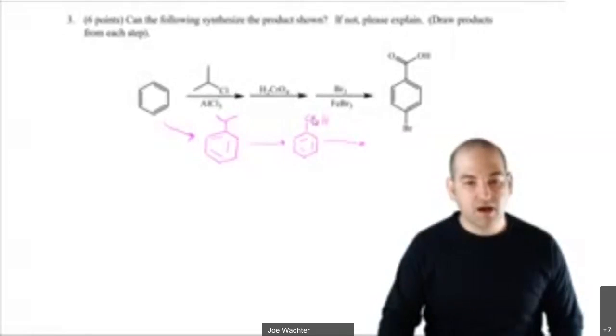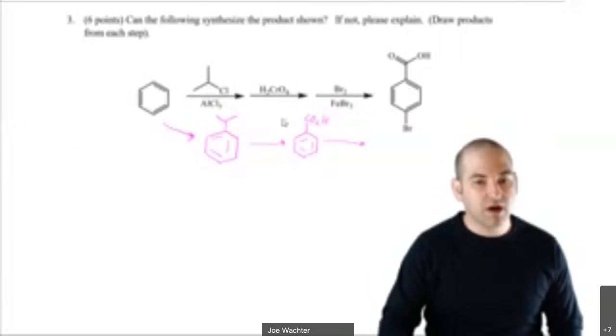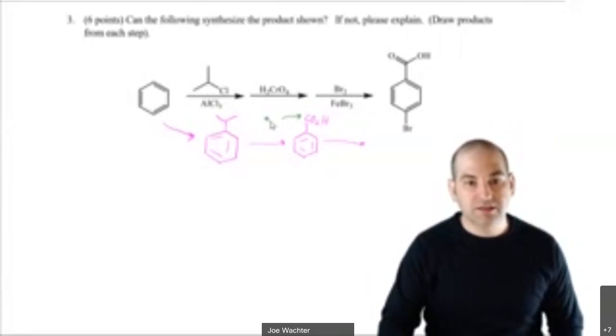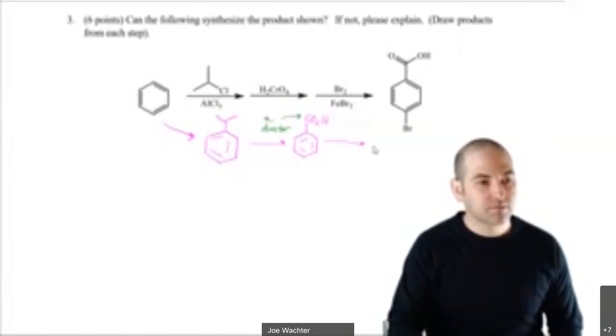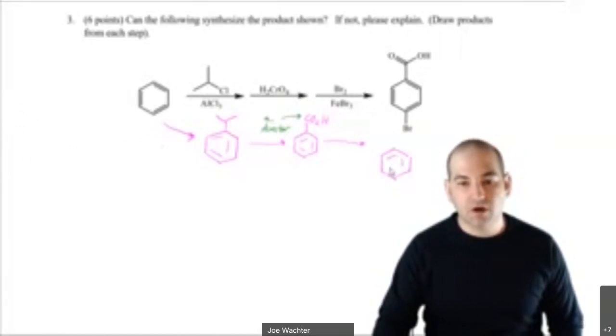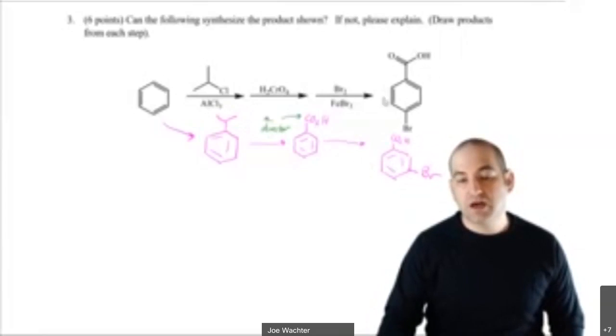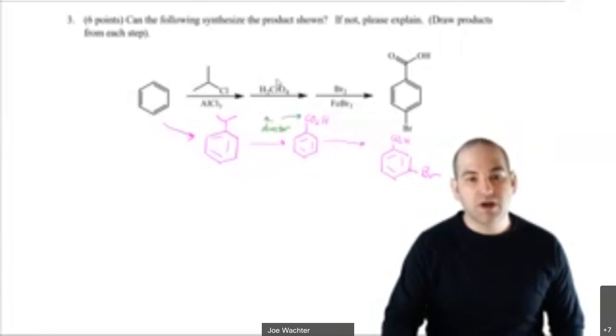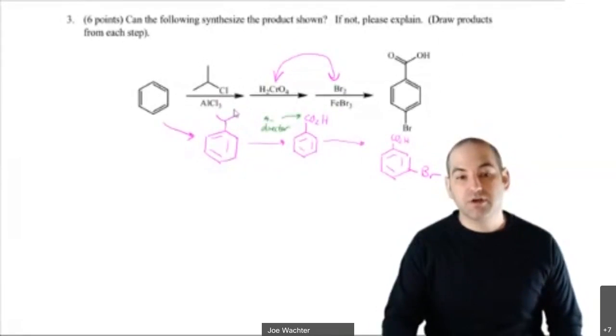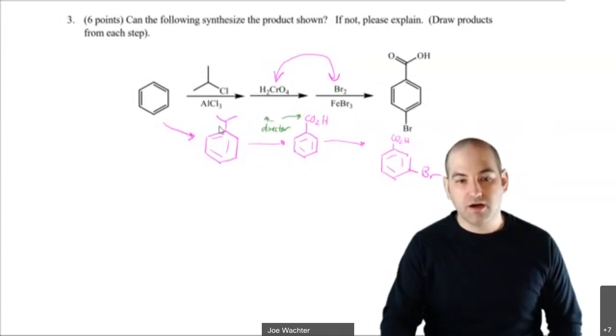That is now a meta director, and if you went wrong on this one, this is where most people went wrong. Carboxylic acid is an electron withdrawing group, making it a meta director, and that means that the final product will have the wrong regiochemistry. It'll be a different isomer. So the product that's made by the sequence of these reactions makes the meta product, not the para product. If we wanted the para product, we would have to switch these two steps so that the oxidation comes at the end, because the isopropyl group here, the alkyl group, is an ortho para director. And because it's kind of bulky, we would expect that to direct the bromine para, and then we can oxidize it to get that product. So that was the issue there.